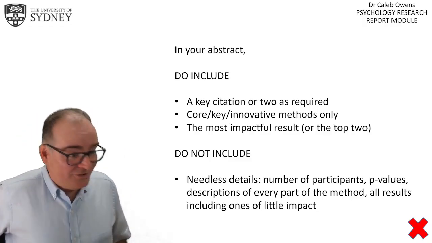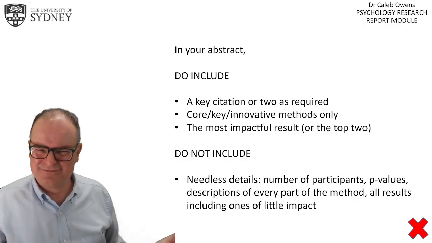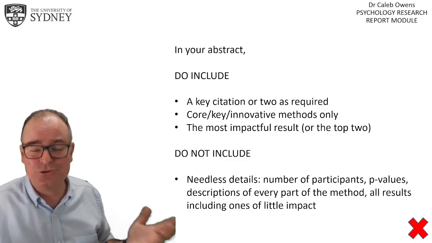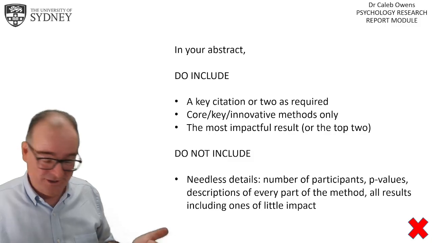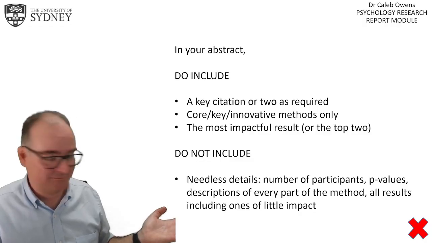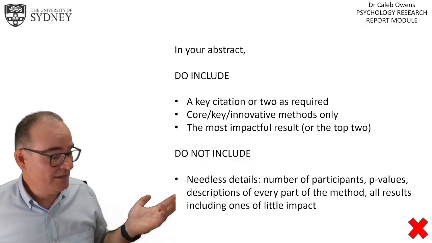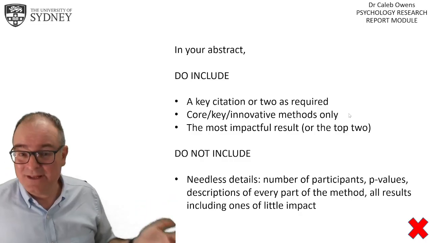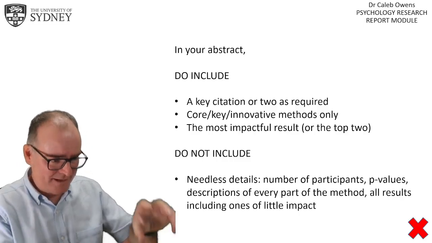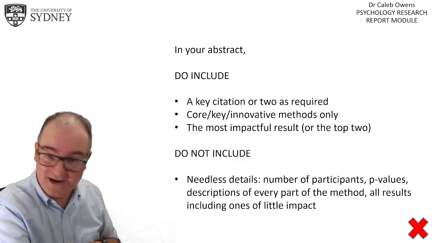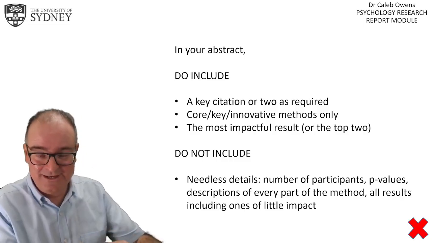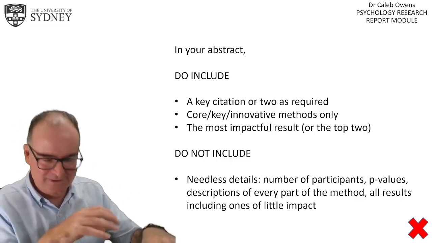In your abstract, do include a key citation or two. It's ridiculous. Some people are still afraid of putting a citation in an abstract. If you're going to mention research, you need a citation. Past research, citation. Past research without citation, rhetoric. Don't do it. Make sure you get a citation. Don't feel you've got to shove everything into the method. Just stick to what you've considered to be the core innovations, the core method, the core results, the most impactful result. Okay? It's telling the reader and the marker immediately, you have a sense of priority.